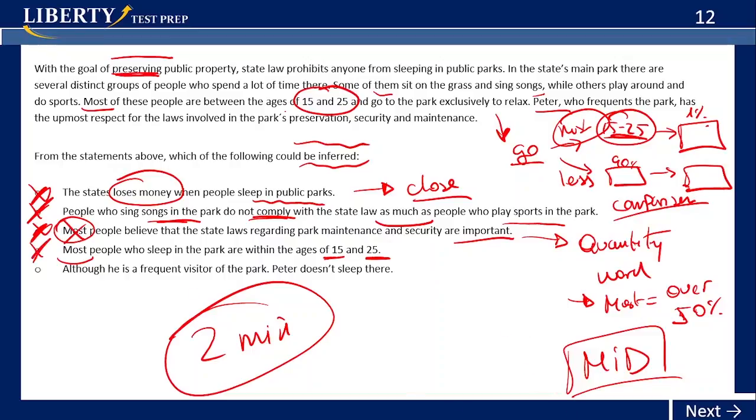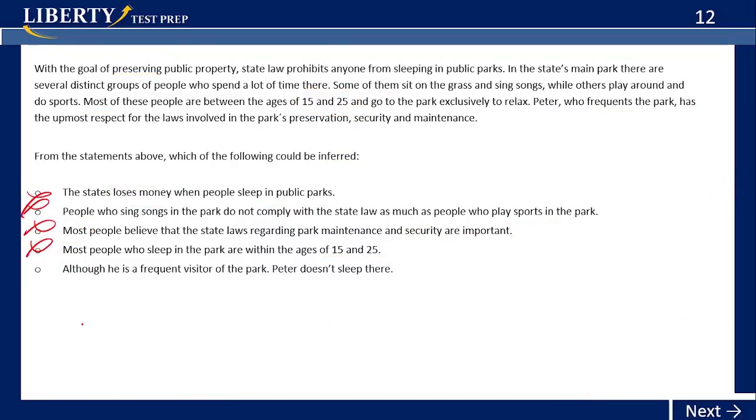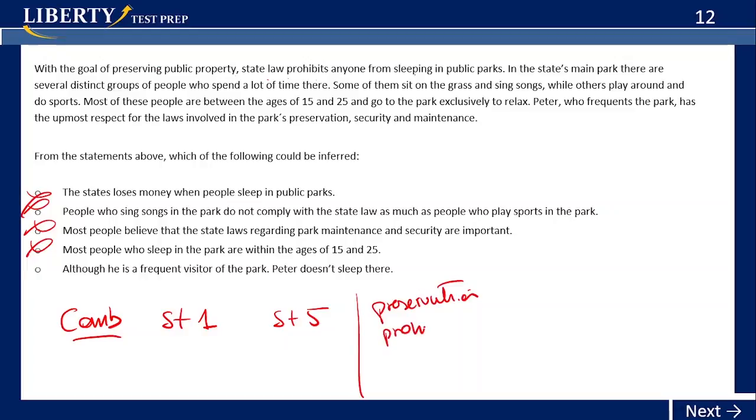Okay. Letter E. Although he's a frequent visitor to the park, Peter doesn't sleep there. Yes. Why? This might seem a little complicated, but they are combining sentence number 1 with sentence number 5. Sentence number 1 says, with the goal of preserving public property, the state law prohibits anyone from sleeping in public parks. So, as part of the preservation of the park, there is a prohibition. That prohibition is for sleeping there, right? Sleeping is prohibited.